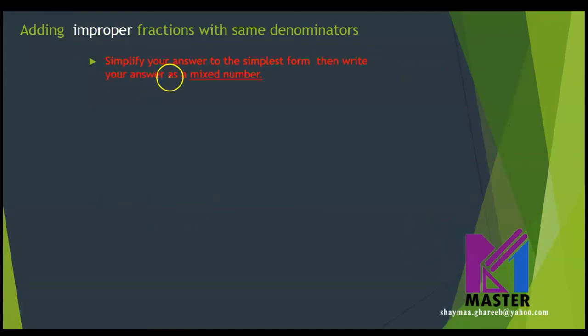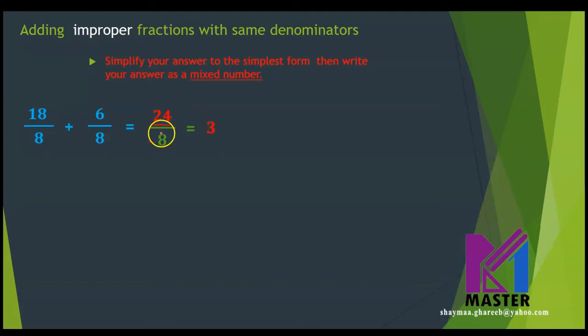Now look at this question. Simplify your answer to the simplest form. Then write your answer as a mixed number. So the first two fractions, 18 over 8 plus 6 over 8 equals 24 over 8. Look at this fraction, 24 over 8. And as we said before, any fraction is a division. We can write it as a division sentence. So it's same as 24 divided by 8. So when you divide the 24 by 8, the answer will be 3. So here, the answer of this addition will be number 3.